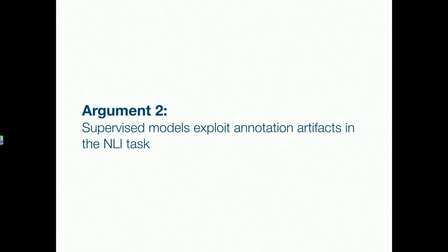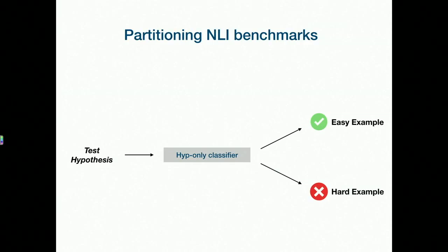So we've shown that artifacts exist. And the next argument of the paper is that supervised models, especially the top performing ones, exploit them to make their predictions. The way that we showed this is we revisited the original model that motivated all this work, that hypothesis-only classifier that we were able to do really well on SNLI and multi-NLI with.